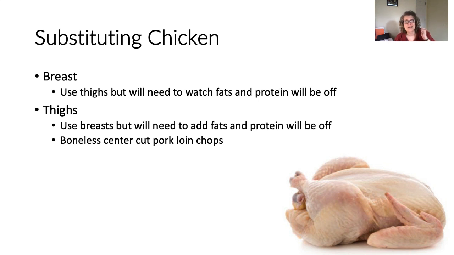Again, we're playing horseshoes. We're not target practice, okay? We don't have to hit the bullseye. So a lot of times it's really close. Your fats are going to be a little higher, so you're going to have to watch the fats during the day, and generally adjusting your afternoon snack, by cutting out a little bit of fat there if you have fats there, will make up that difference.